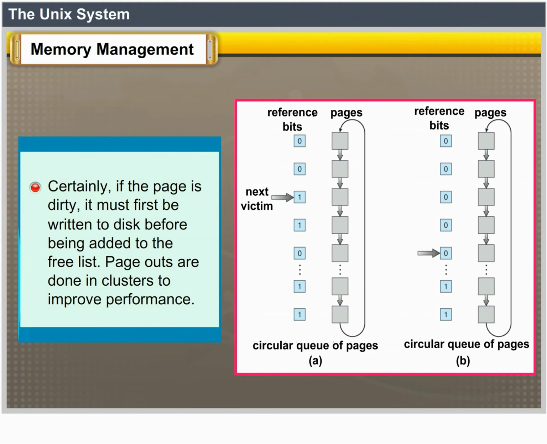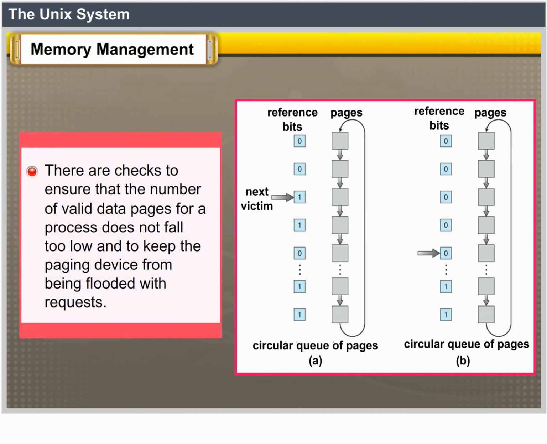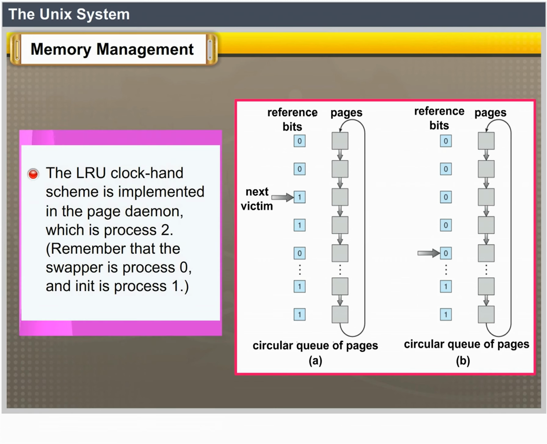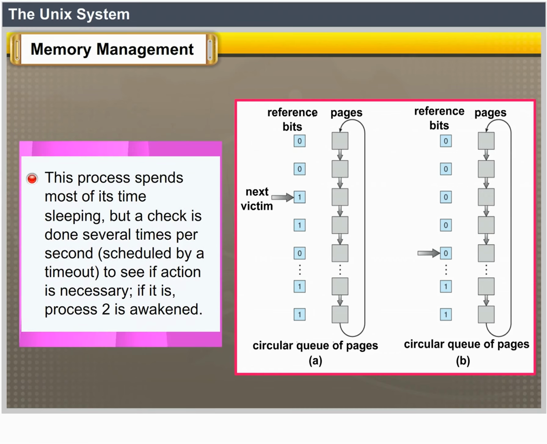There are checks to make sure that the number of valid data pages for a process does not fall too low, and to keep the paging device from being flooded with requests. There is also a mechanism by which a process can limit the amount of main memory it uses. The LRU clock hand scheme is implemented in the page daemon, which is process 2. Remember that the swapper is process 0 and init is process 1.